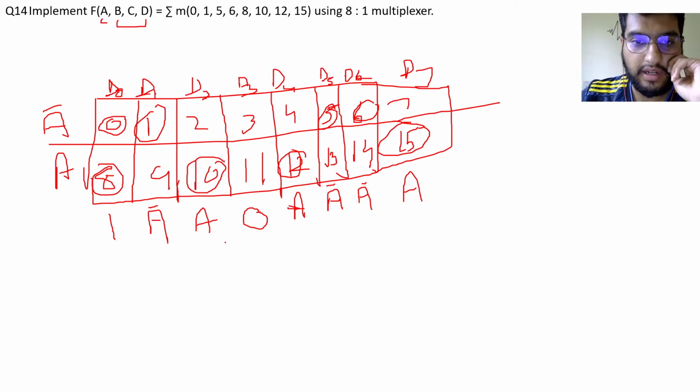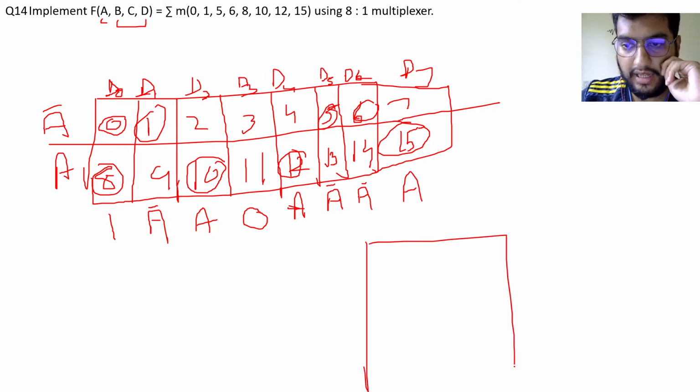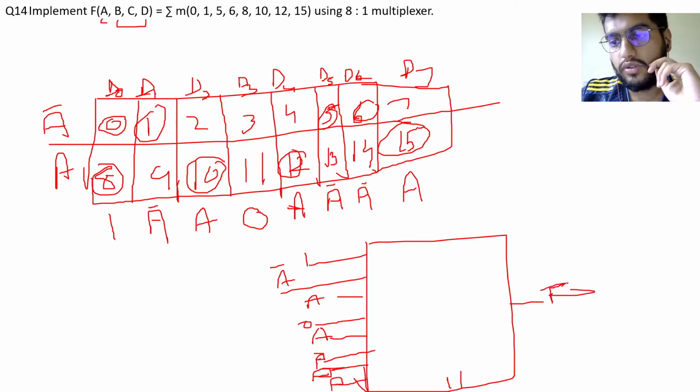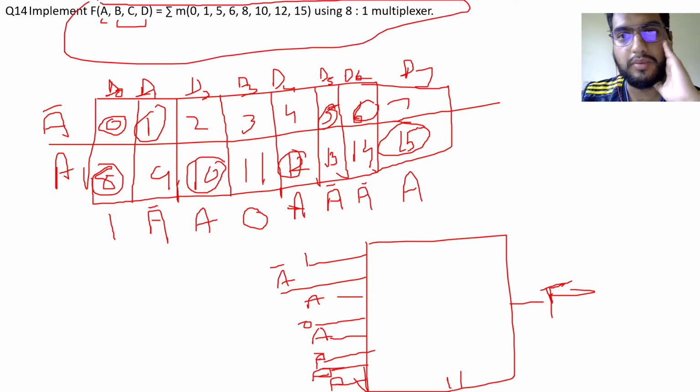This will be I0, I1, I2, I3, I4, I5, I6, I7, and my other three will be select lines. So I0 will be connected to 1, this will be connected to A bar, this will be connected to A, this will be connected to 0, this will be connected to A, this will be connected to A bar, then also A bar, and finally A. And these will be the select lines, and this will be my output. So in this way, we can implement the function using an 8 cross 1 multiplexer.